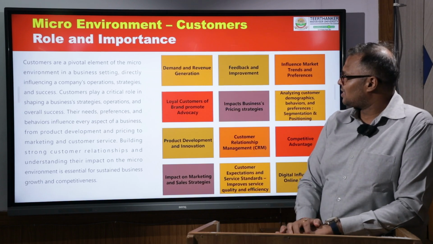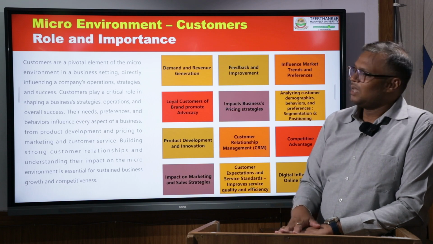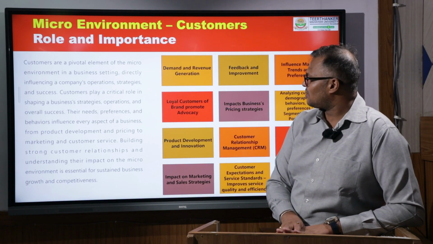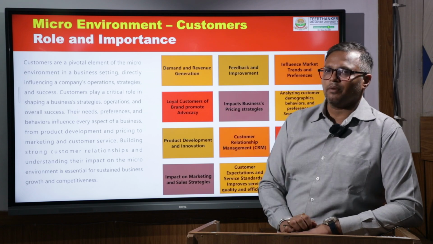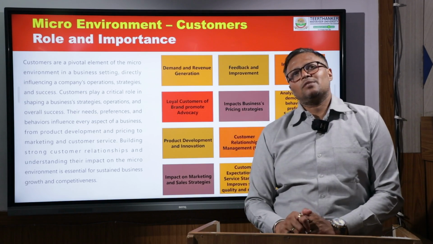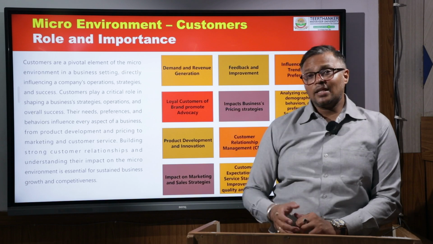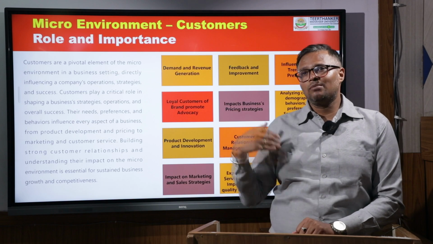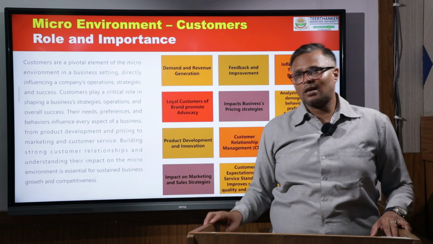Next important part is the loyal customers of the brand. They promote their advocacy. See, the customers promote their things by being loyal because they also feel the ownership for their company. For example, I remember there is an advertisement in which there is a lady, they say they use Colgate for generations. And they feel pride of it. My grandmother used to use it, my mother used to use it, I'm using it, even my daughter or my son is using it. It is the fourth generation we are seeing the same trend in our house.